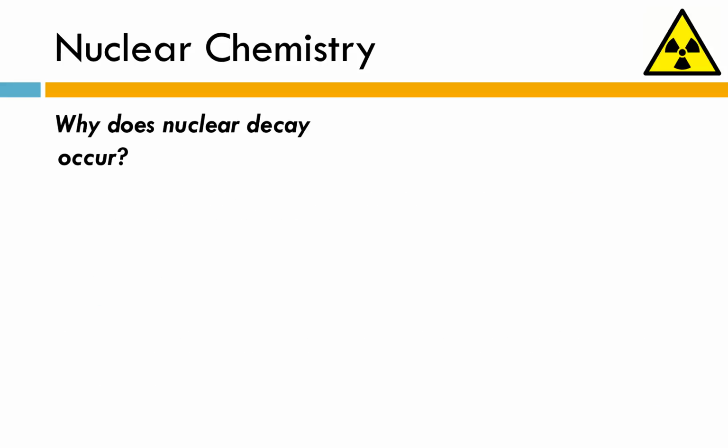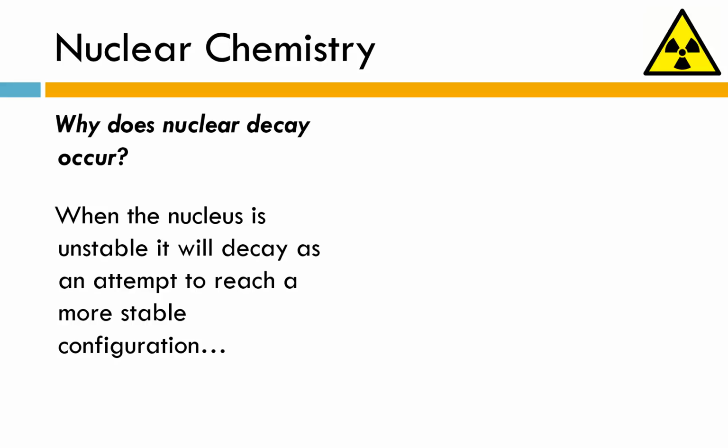So you might be wondering, why does nuclear decay occur? Nuclear decay is natural. This is something that's happening all around you all of the time at really, really low levels. It's not just something like a nuclear power plant or a nuclear bomb. Nuclear chemistry is natural. There are some radioisotopes that are unstable. So when the nucleus is unstable, it's going to decay. We'll talk a little bit more about what that means, but you can think about decay as kind of the nucleus just trying to stabilize itself.